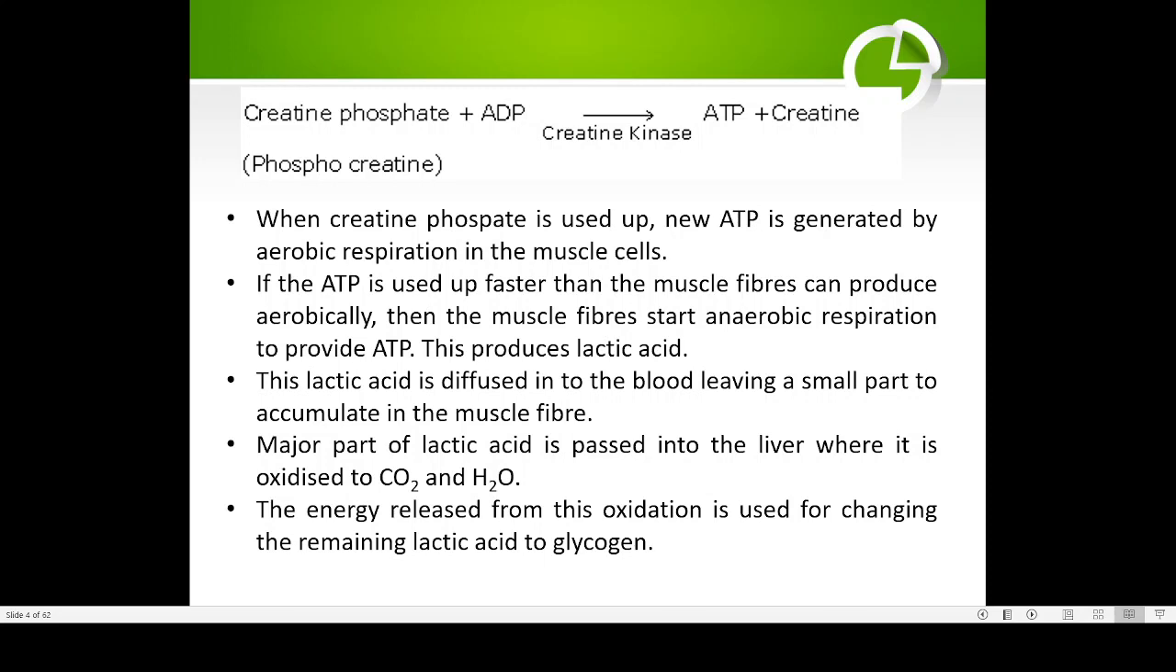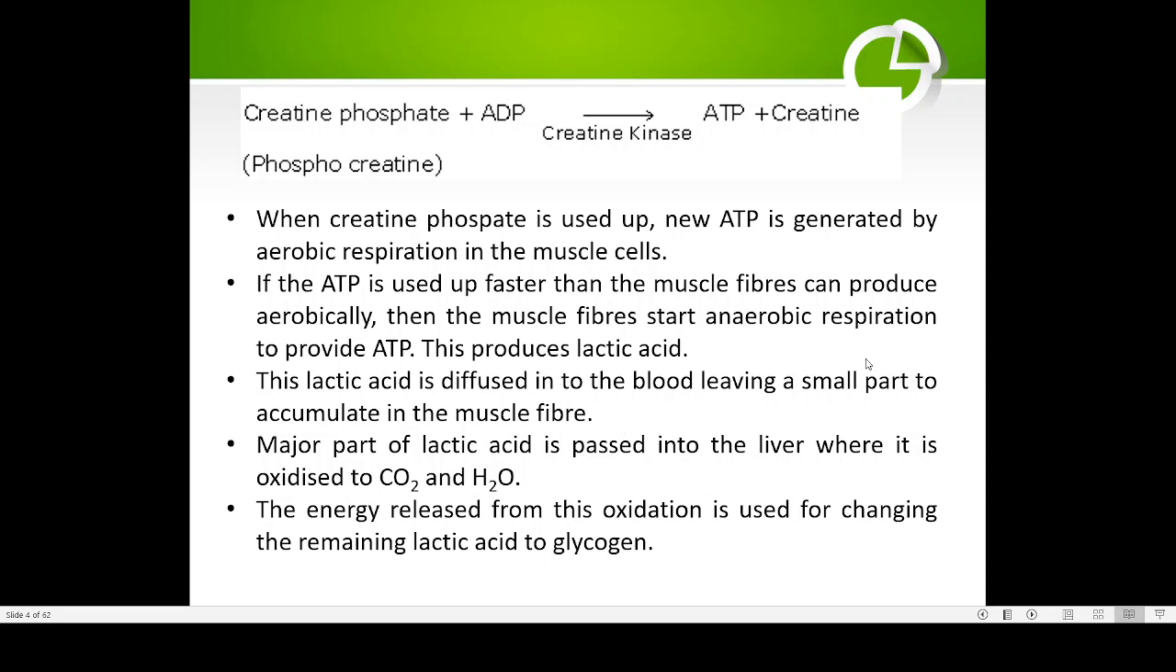Along with the lactic acid, phosphoric acid also accumulates in our muscle, and that leads to muscle fatigue and also the muscle pain that we feel. After a while, the body continuously takes in more oxygen than the normal level, and this slow process of removing all the lactic acid is known as oxygen debt and recovery from oxygen debt.